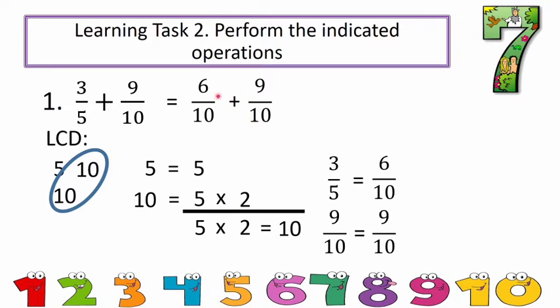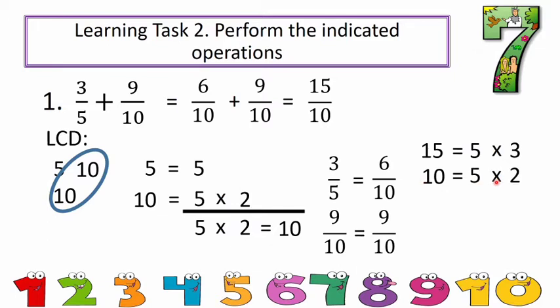So we can now add the numerator. So 6 plus 9 is equal to 15. Then we just copy the LCD, which is 10. So we have 15 over 10. Do not forget that we have to simplify or get the lowest term of our fraction. So to get the lowest term of 15 over 10, we get the GCF of 15 and 10. So we can use prime factorization. So we have 15 equals 5 times 3. And then we have 10, which is equal to 5 times 2.